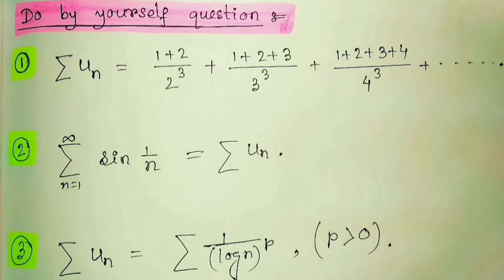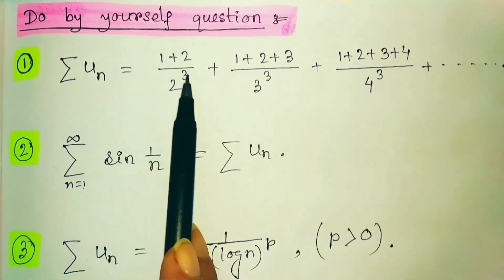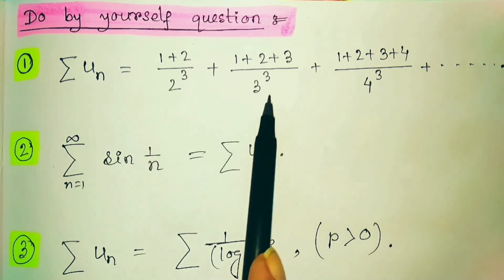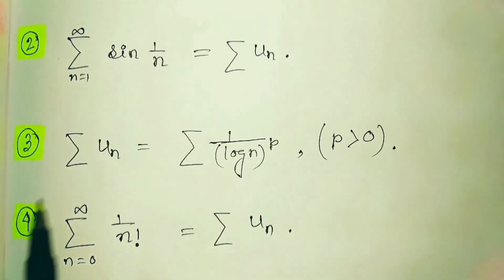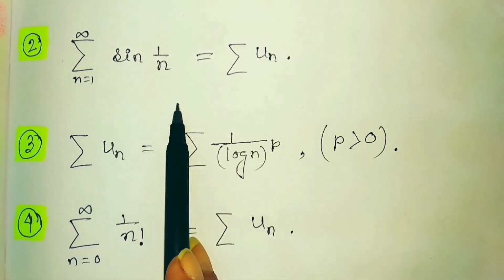So I hope you understand the comparison. Yes, there are some do-by-yourself questions. I am giving 5 questions in this video. The first question is this one: summation Un equals 1 plus 2 by 2 to the power 3 plus 2 plus 3 by 3 to the power 3. Likewise, the second series is given as summation Un equals summation of sine of 1 upon n.